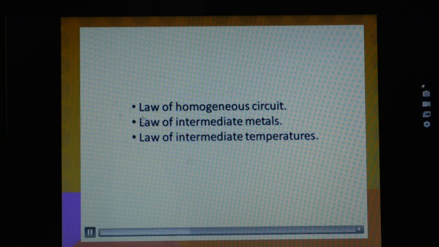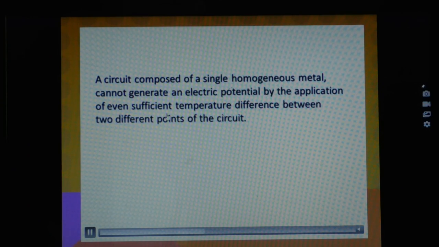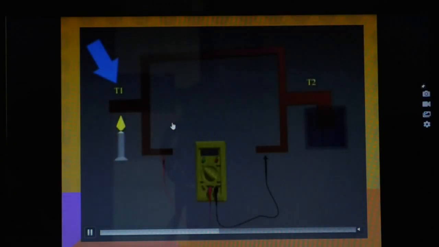Now we deal with the laws of thermocouple. The first is the law of homogeneous circuit, then the law of intermediate metals, and the law of intermediate temperatures. Now we come to the first law, that is the law of homogeneous circuit. A circuit composed of a single homogeneous metal cannot generate an electric potential by the application of even sufficient temperature difference between two different points of the circuit.